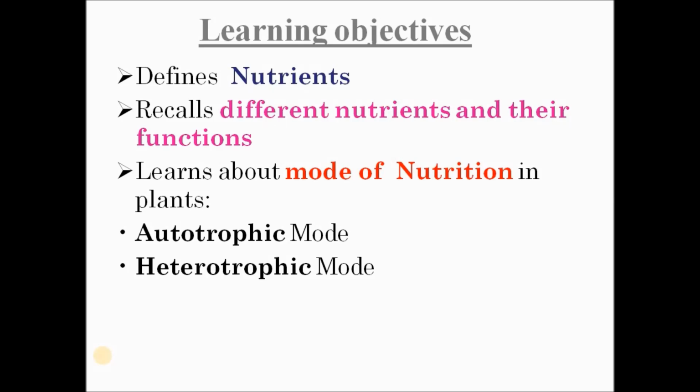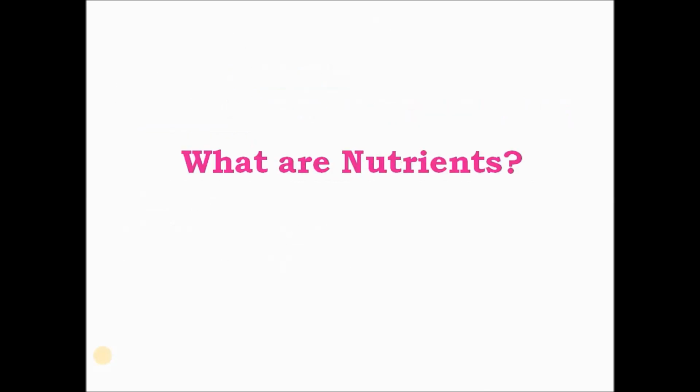Today, the pupil will be able to define nutrient, recall the different nutrients and their functions, and learn about the mode of nutrition in plant, that is autotrophic mode and heterotrophic mode. All living organisms, whether we take the example of a plant or animal, require food for their survival. But why do you think living organisms need this food?